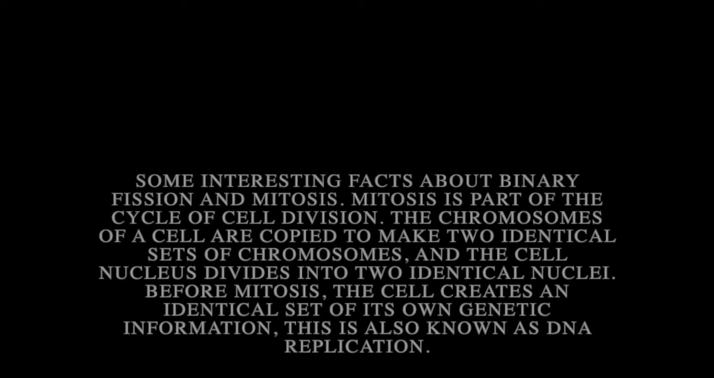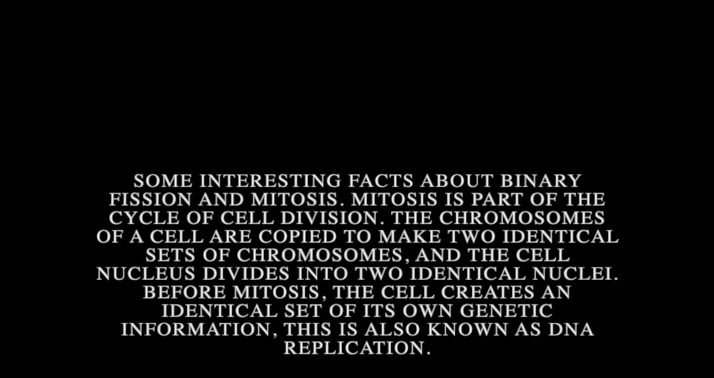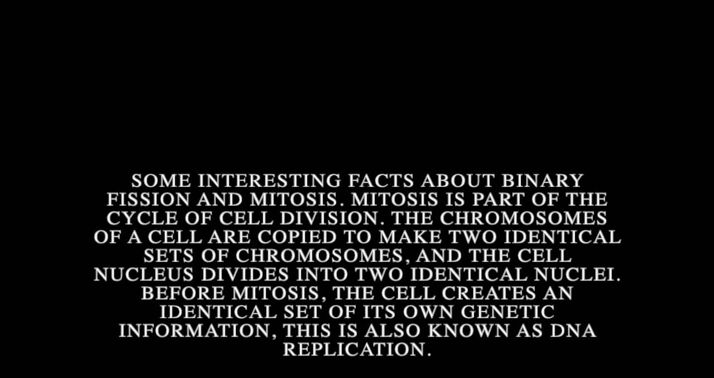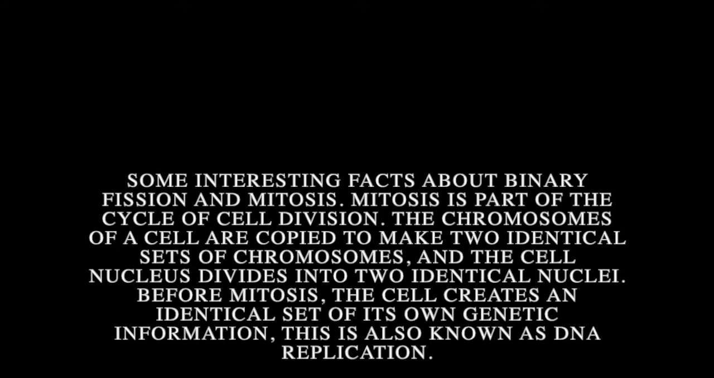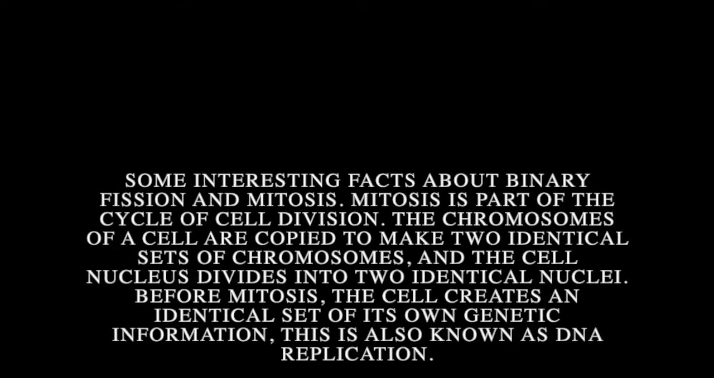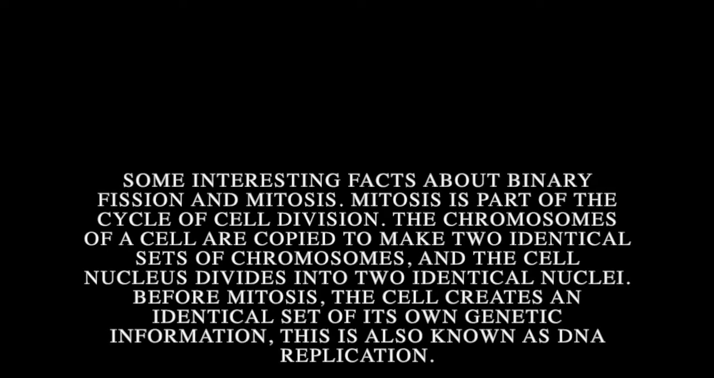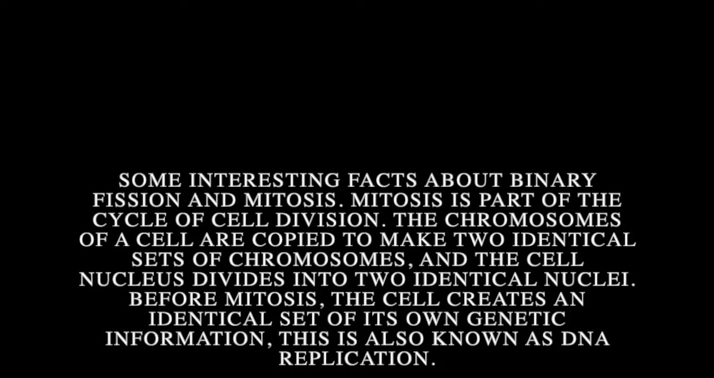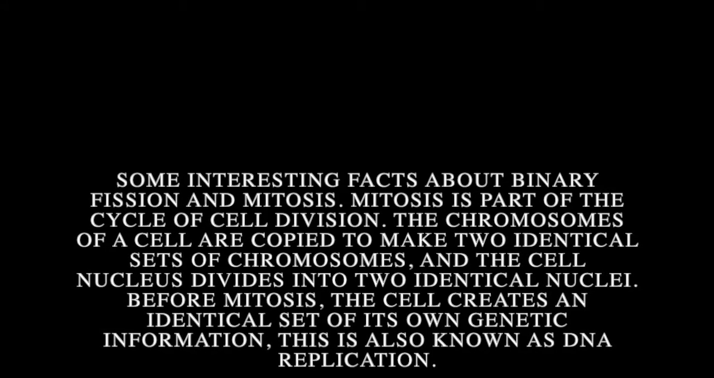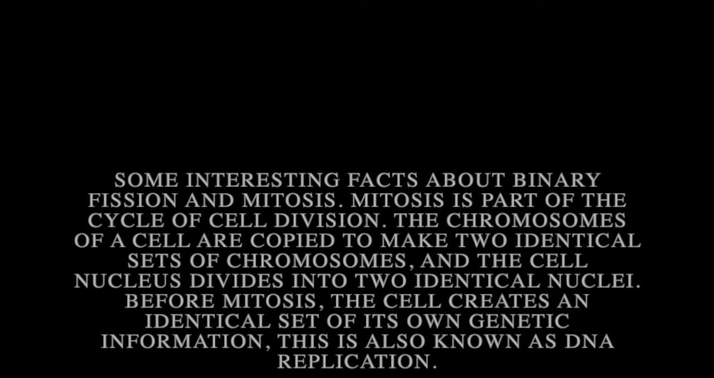Some facts about binary fission and mitosis. Mitosis is part of the cell division cycle. The chromosomes of a cell are copied to make two identical sets of chromosomes, and the cell nucleus divides into two identical nuclei. Before mitosis, the cell creates an identical set of its own genetic information. This is also known as DNA replication.